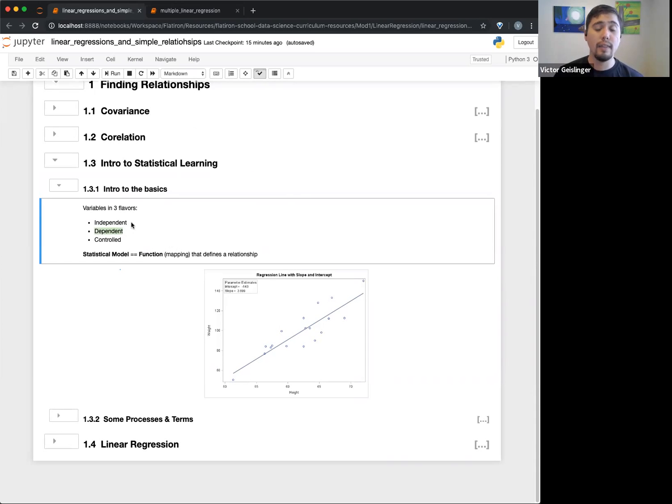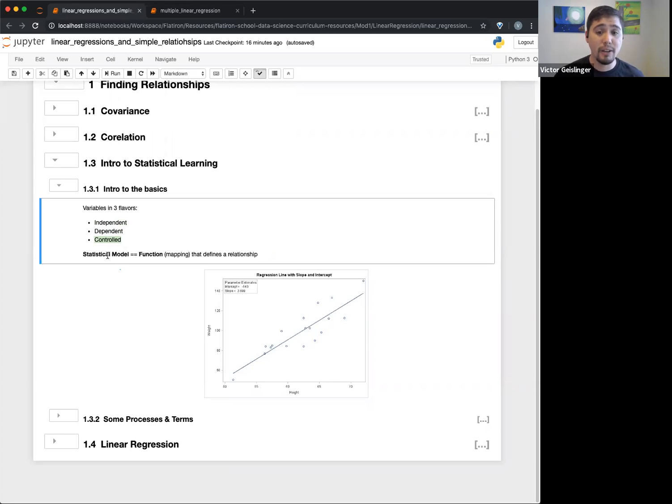Okay, and using the terminology we'll see in the future, we'll call these independent variables features and the dependent variable the target. And controlled variables, we don't talk too much about in this context, but if you imagine in science, we might have certain variables that are supposed to have no effect or aren't supposed to change at all. So these are things we kind of ignore because we can't change them.